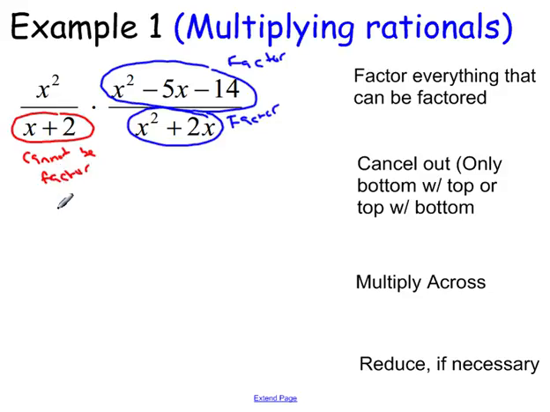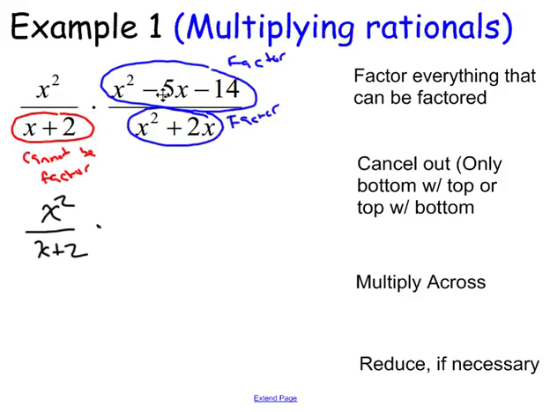All right, so let's get to it. Factor everything that can be factored. So we're going to get x squared over x plus 2. And the x squared, I just left it there. I'm going to do something with that x squared later. Multiplied. So I got to factor this here.